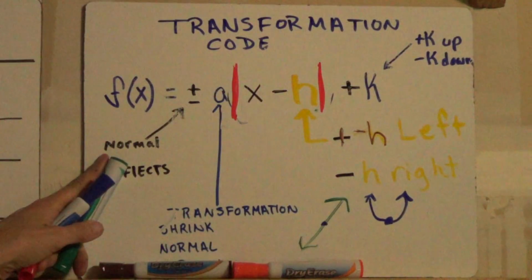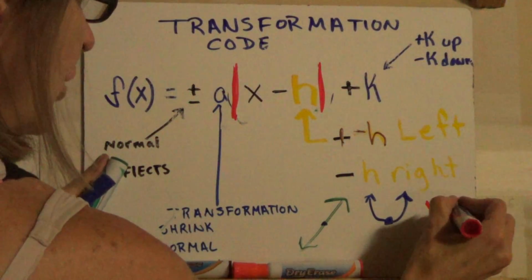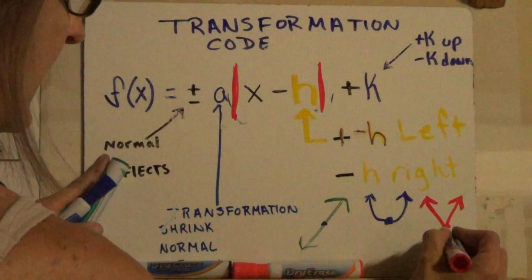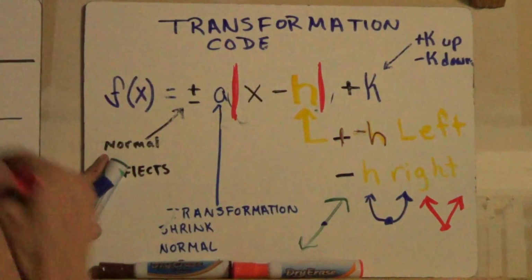We would have the absolute value sign in there, and then we would get a V shape, and we would be moving this point left or right, up or down.